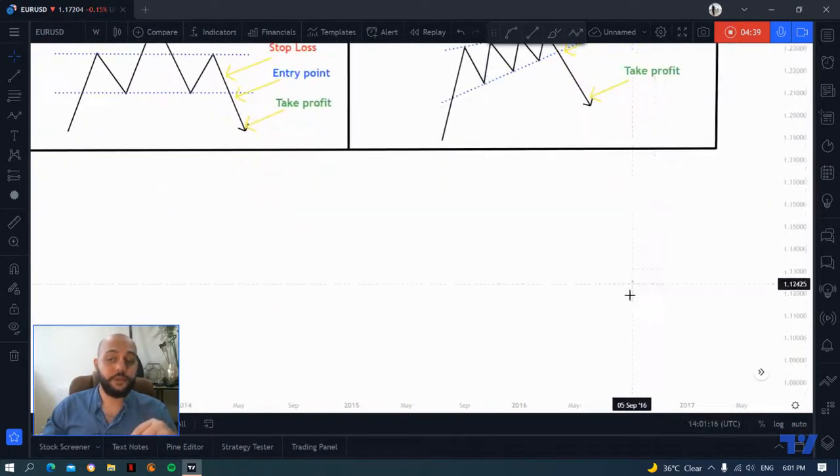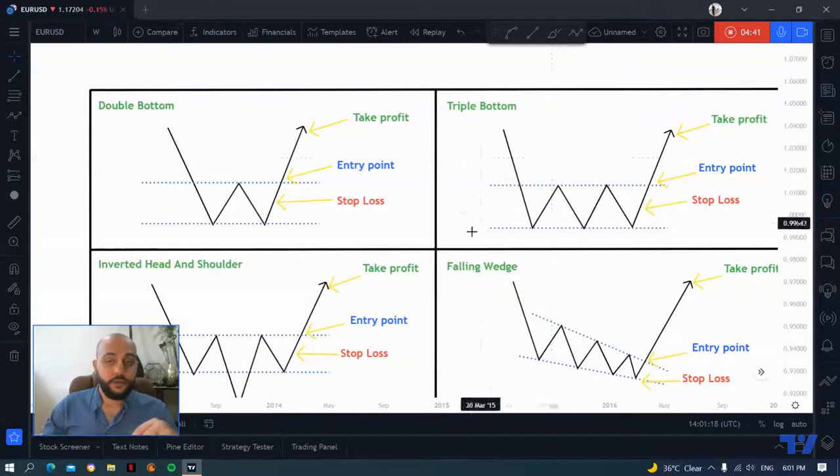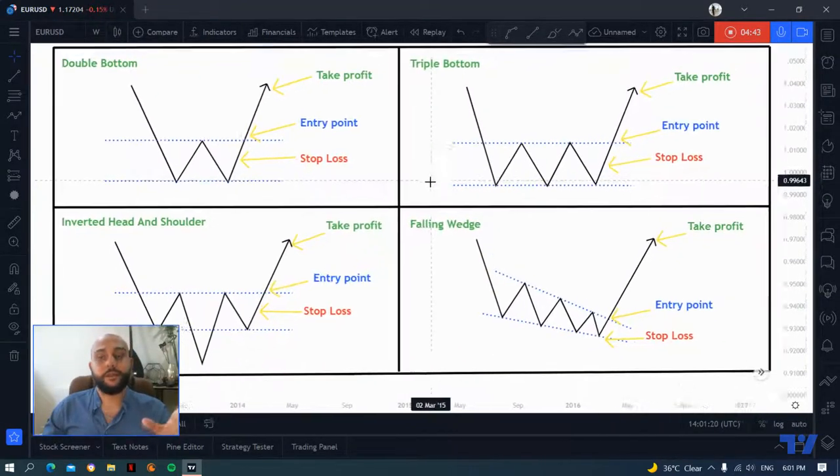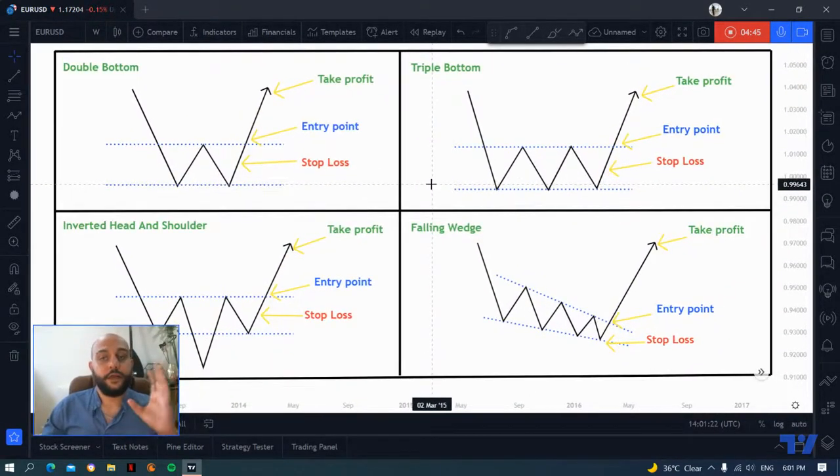Now let's look at the bullish reversals. So the bullish reversals are basically the same thing as the bearish ones, but in reverse. So notice here we have a double bottom, okay?